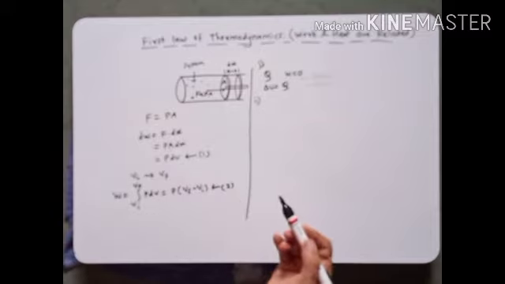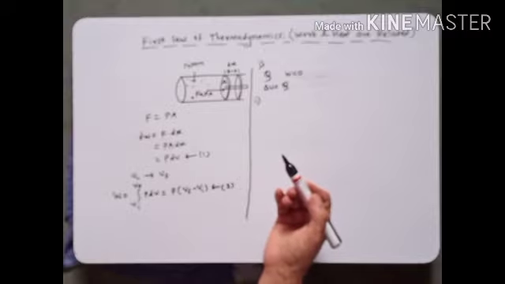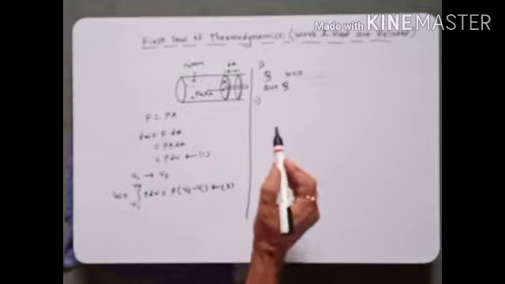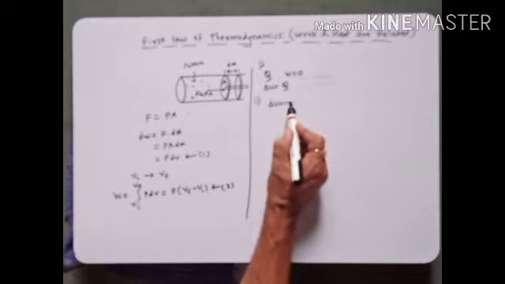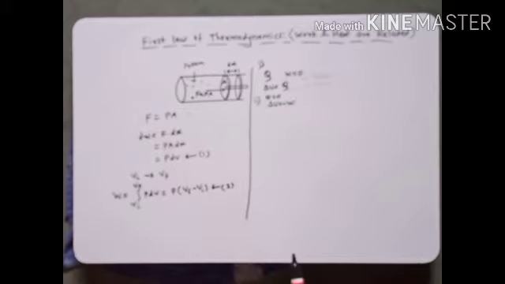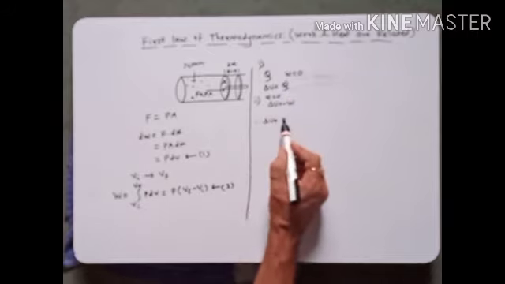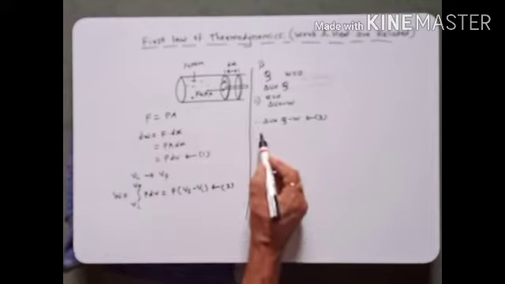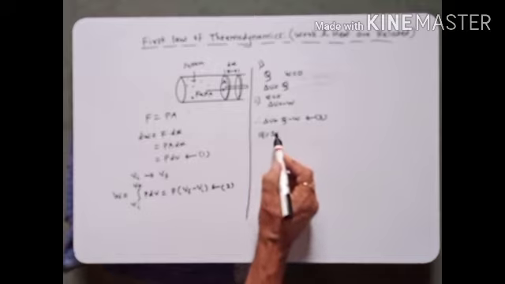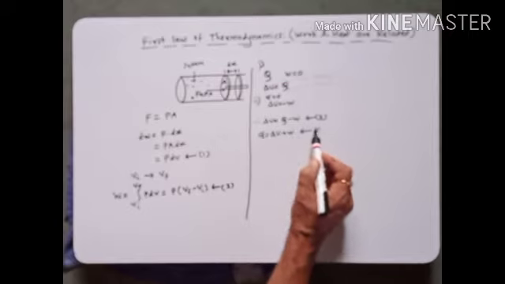Now we consider the second case. Suppose the system does work and no heat is added. Then internal energy decreases. That means W is positive, delta U is negative, and we write delta U is equal to minus W. Here Q is equal to 0 and delta U is equal to minus W. If we combine these two, then delta U is equal to Q minus W. Suppose this is equation number 3. Or Q is equal to delta U plus W. Suppose this is equation number 4.